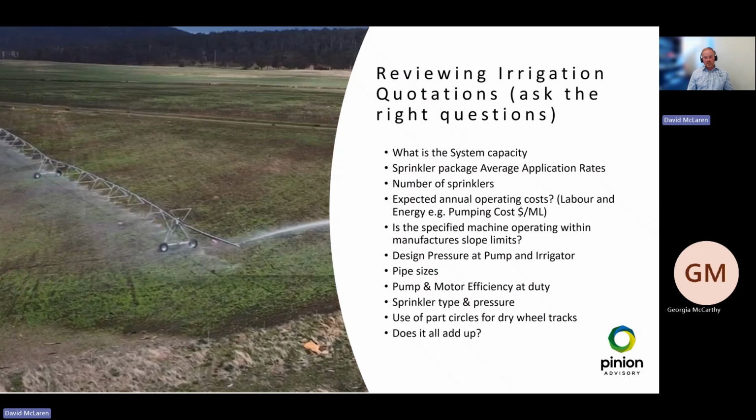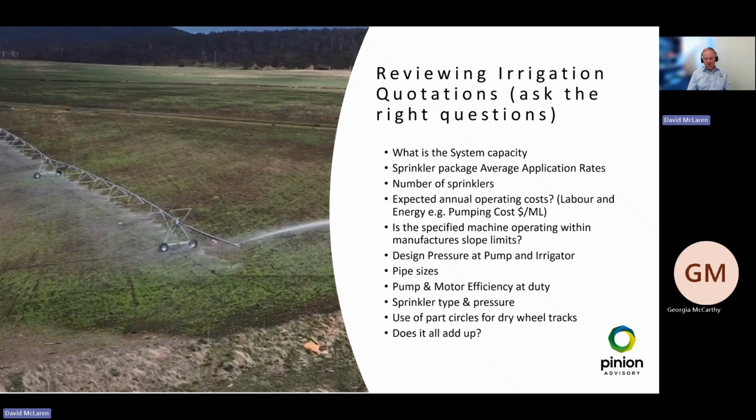What are the number of sprinklers on the machine? The expected annual operating costs. So in terms of labour and energy, what's the pumping cost per megalitre? Is the specified machine operating within the manufacturer's slope limits?